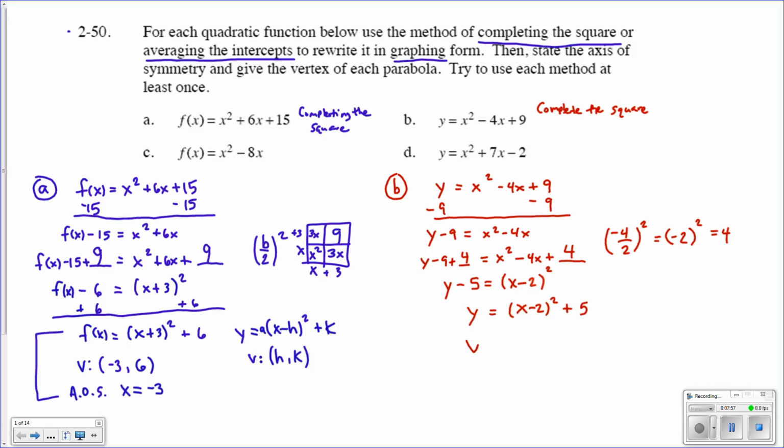Our vertex is going to be the point (h, k) again. So remember, we're going to take the opposite of what it looks like. It looks like it's x minus 2, but since it's x minus whatever h is, our h is 2. Our k value is this constant that's being added out here. So we have the point (2, 5). And that would mean that our axis of symmetry, or our AOS, is going to be x equals 2. There's letter B. Let's move on.